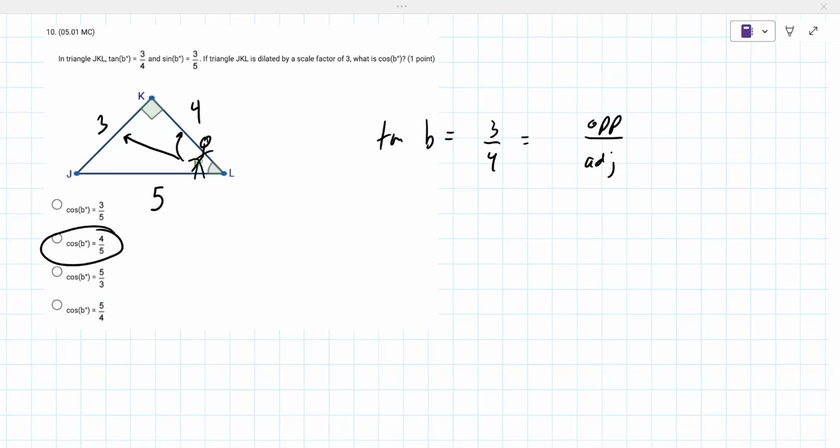Show this one. Here's the next one. This is 5.2, which is trigonometric ratios.